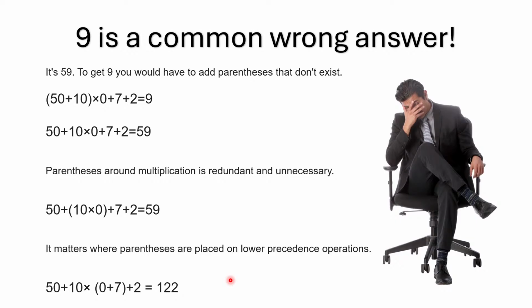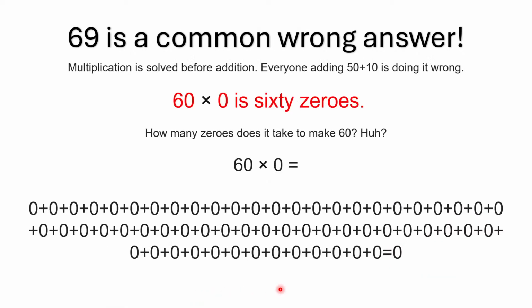Now, it does matter where parentheses get placed on lower precedence operations. If you start putting parentheses around, say, the 0 plus 7, well, gee, that changes the problem completely, right? That changes it altogether. So you can't just put them anywhere. 69, again, is a very common incorrect answer.